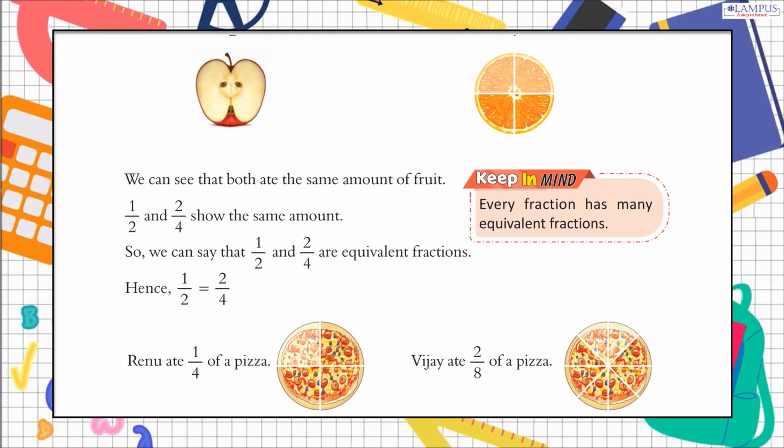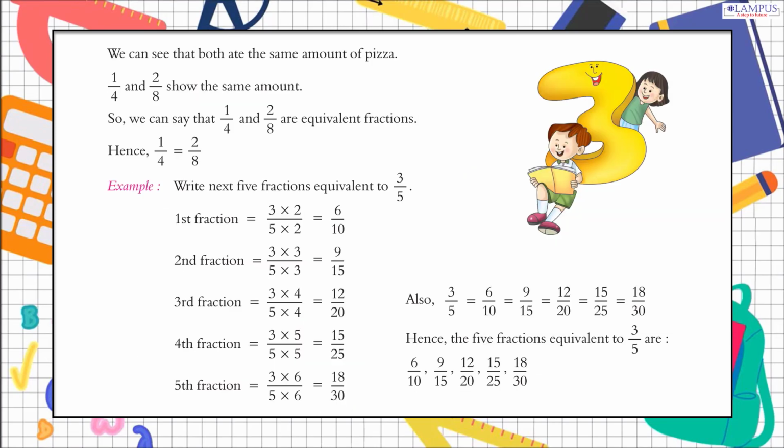Renu ate 1/4 of a pizza. Vijay ate 2/8 of a pizza. We can see that both ate the same amount of pizza. 1/4 and 2/8 show the same amount. So, we can say that 1 by 4 and 2 by 8 are equivalent fractions. Hence, 1 by 4 equals 2 by 8.